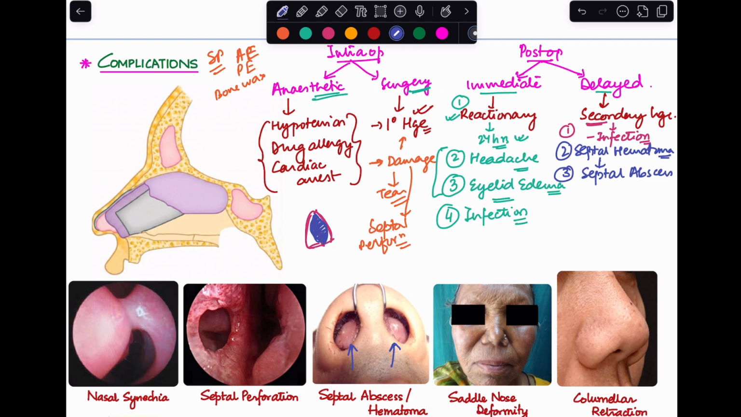So over time, this gets infected and pus starts collecting between the flaps. Now, this patient will present to you with fever, and they'll have a fluctuant swelling on both the sides, and they'll also have severe nasal pain. The treatment at this point would be to start the patient on IV antibiotics and do an incision and drainage. Now, again, say you have not treated the septal abscess at the right time, and this has gone on for a long time. This will lead to necrosis of the cartilage, and that will lead to our next complication, which is septal perforation.